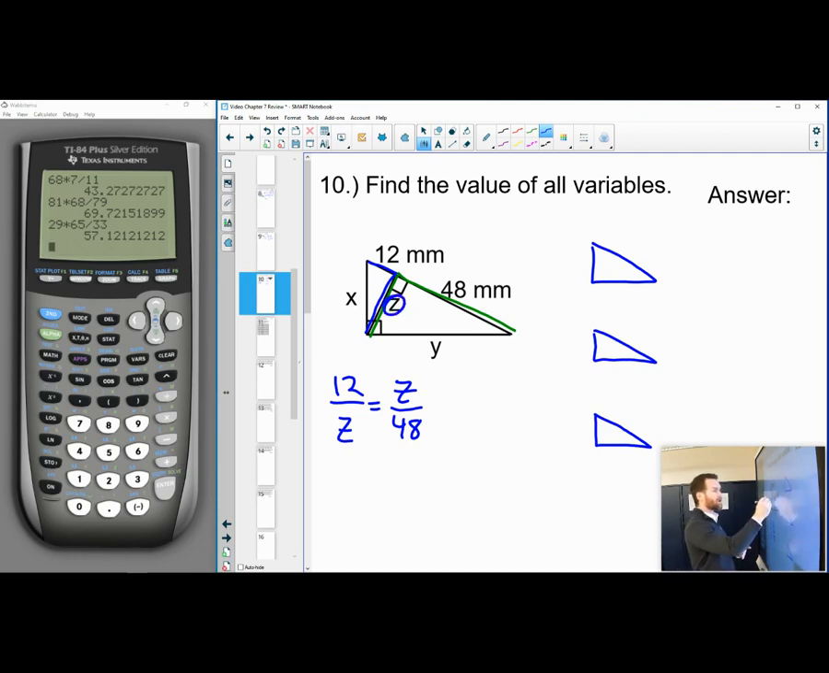Once you know what Z is, then you could just do a squared plus b squared equals c squared to find y, and you could also do a squared plus b squared equals c squared to find x. If you're someone who likes to do this the shortest way possible, that's probably the fastest way: the geometric mean shortcut, and then the Pythagorean theorem.